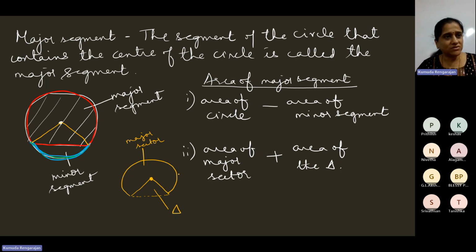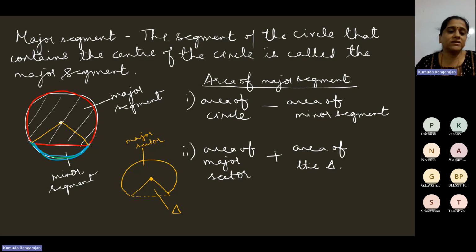What do you see inside a major segment? You see the major sector and the triangle. Can we see that? See, this is the minor segment here. This is the minor segment. This is the full circle now. What do you see in a major segment? The major segment is made up of the major sector and the triangle.